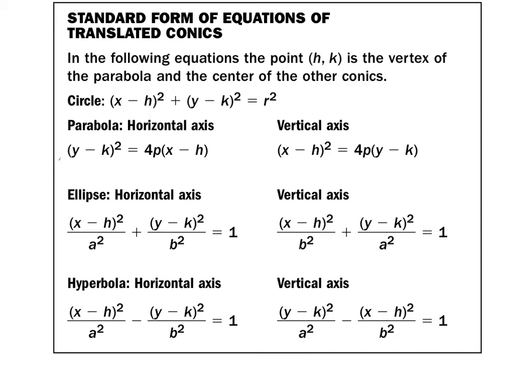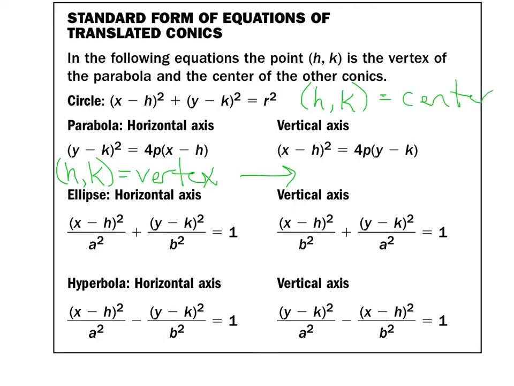So h, k is the vertex. Okay, and that goes for vertical axis parabolas as well. And in circles, h comma k is the new center. Okay, and the h comma k being the center goes for ellipses, both vertical and horizontal, and hyperbolas. And again, that's both horizontal axis hyperbolas and vertical axis hyperbolas.